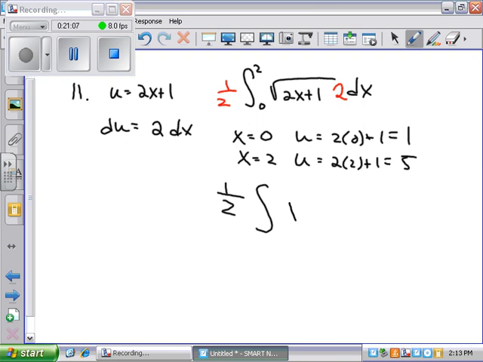So this is our square root of u. 2dx is our du. And it'll be 1 to 5. Choice C. I agree. It's choice C.